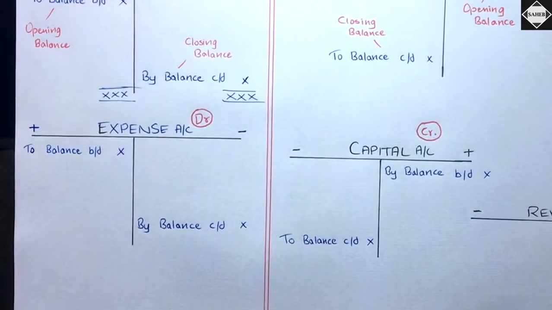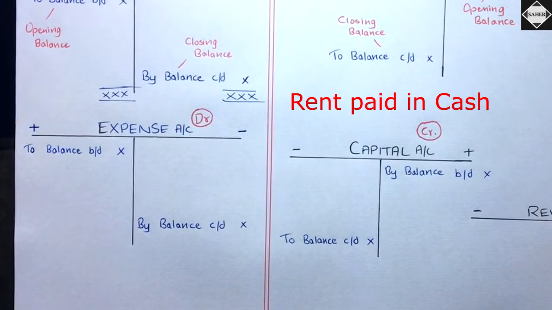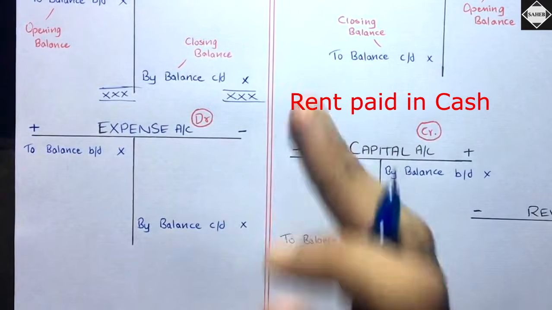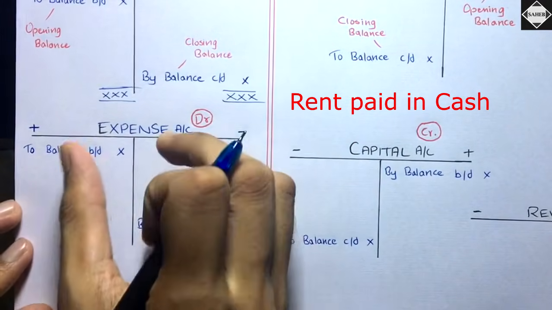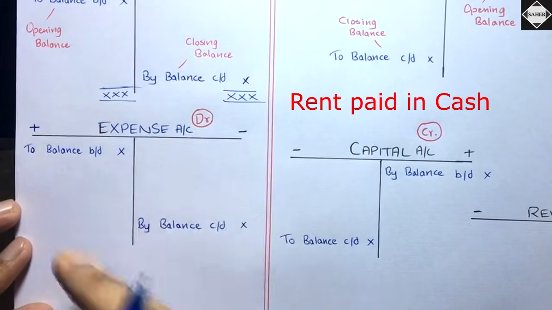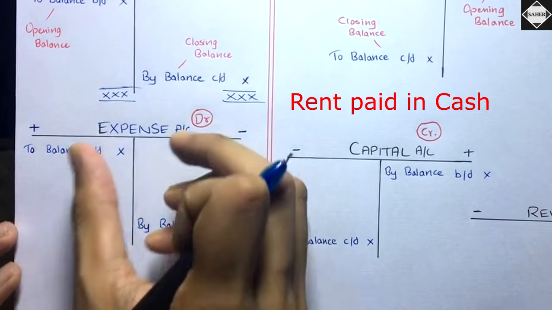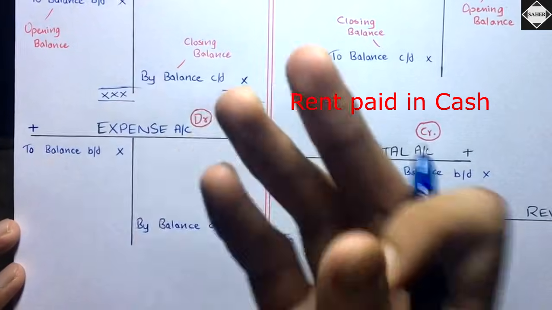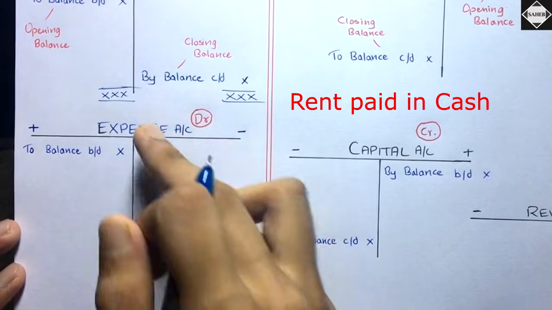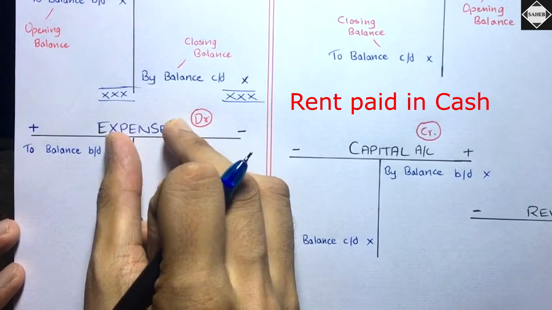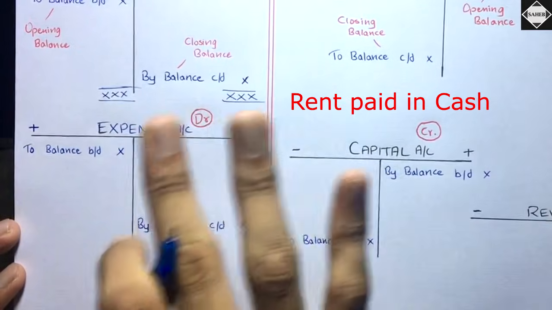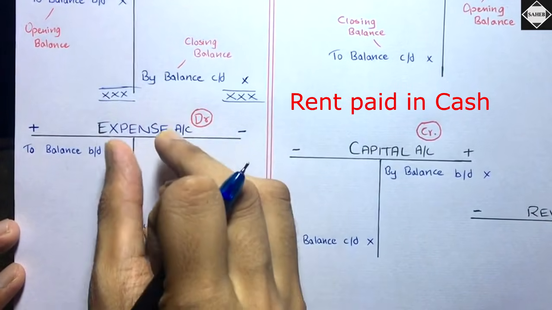So whenever any expense has been incurred, let's say you have paid the rent in cash, what will happen? You will open a rent account, ledger account. Rent account will come over here, rent account name. It has debit balance. So rent you have paid, so expense has been incurred. So you have to record the expense. So expense is increasing. Expense never decreases. Always remember that.